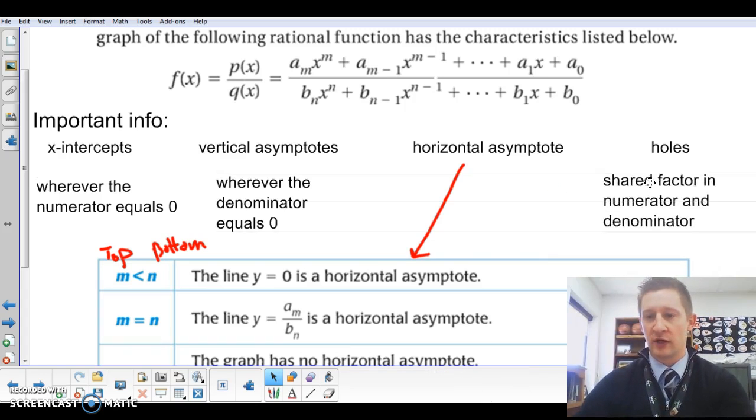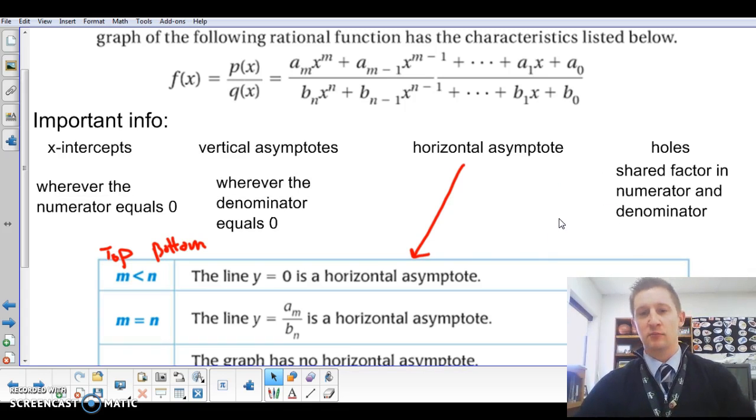Now, we'll look at some examples of all these things, but again, you can maybe pause and write that down. There's going to be a hole wherever there's a shared factor in the numerator and the denominator. So, taking a look at our first function.